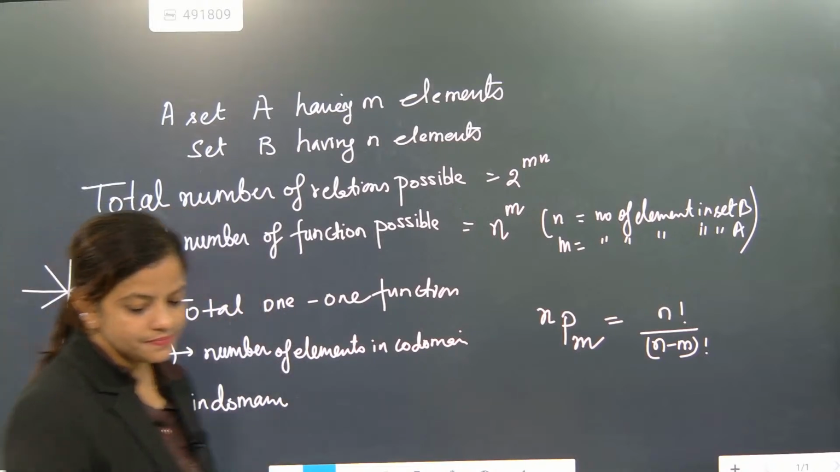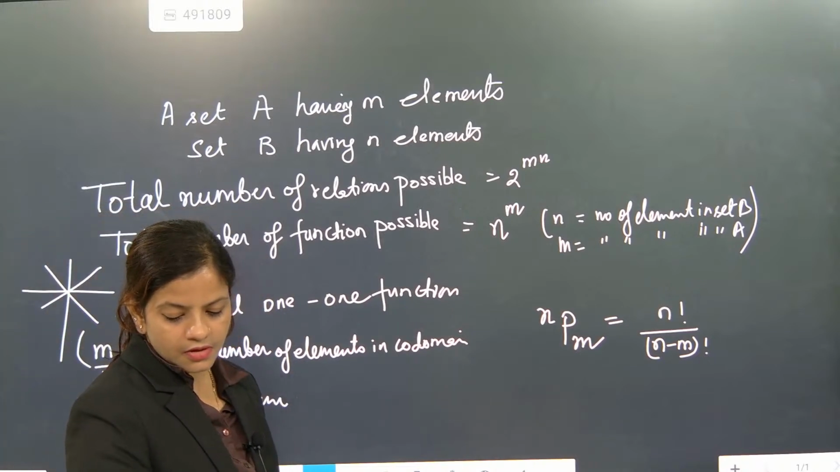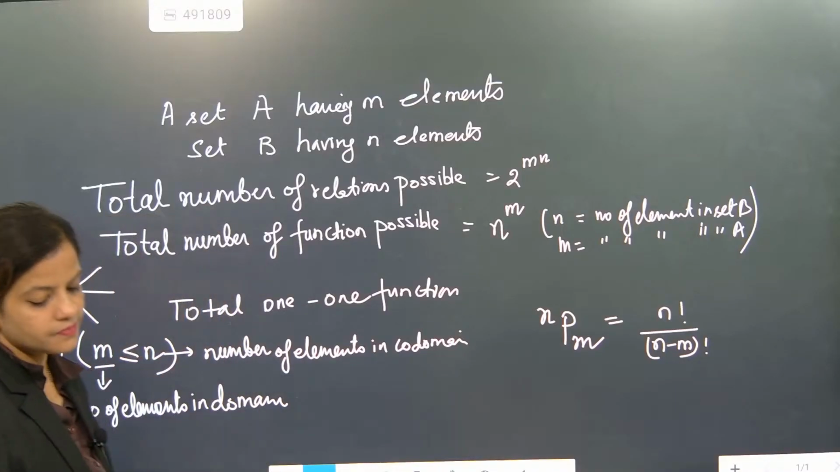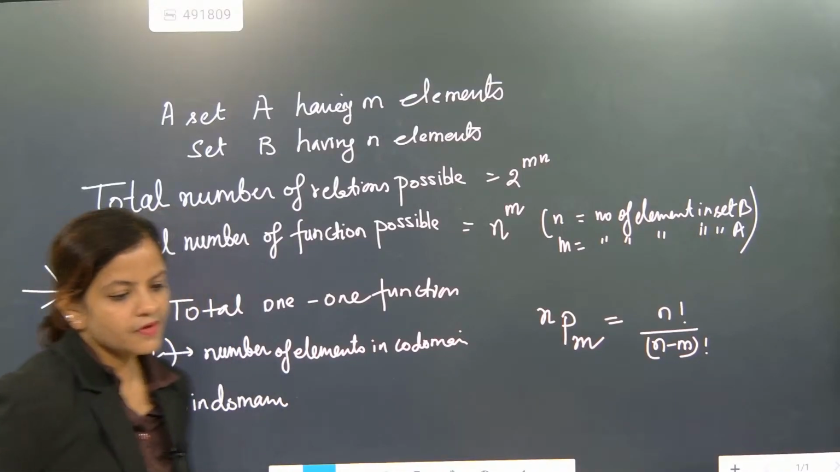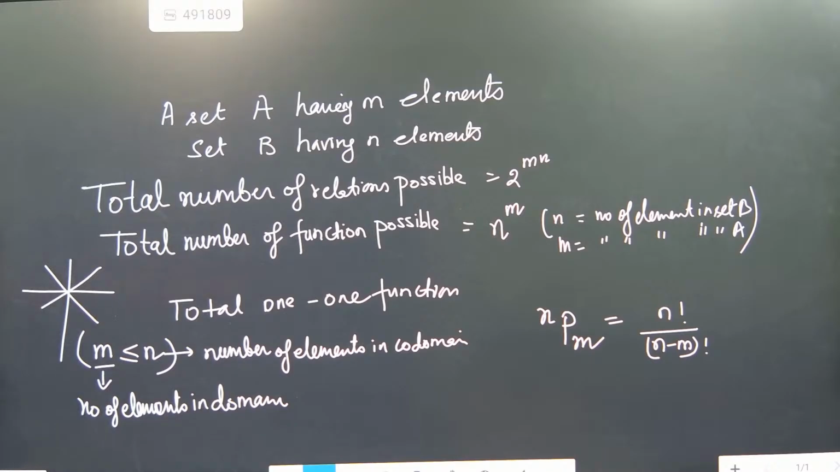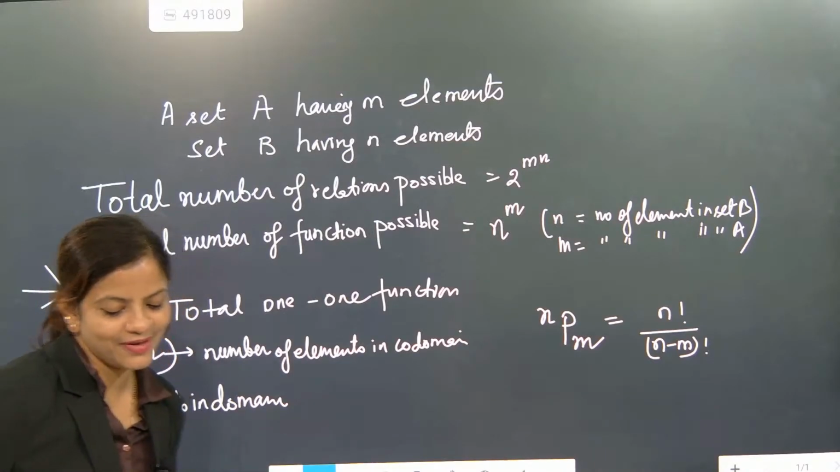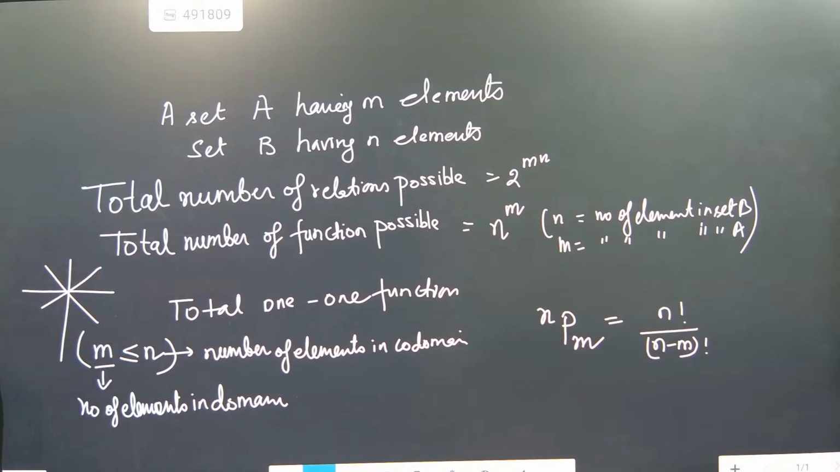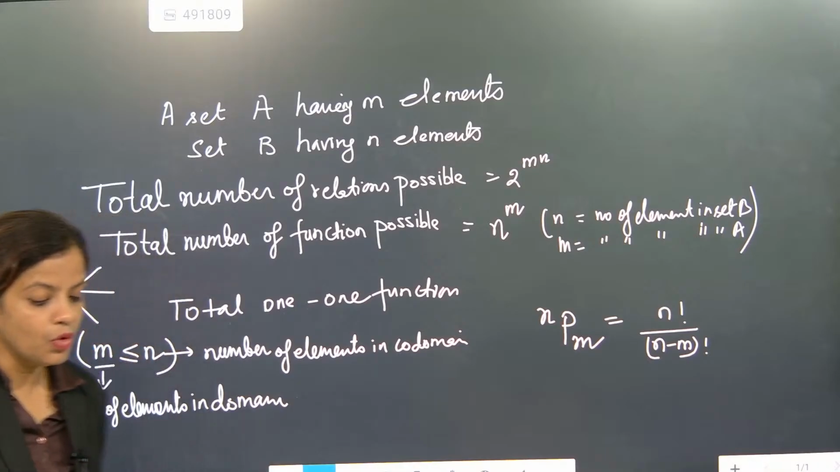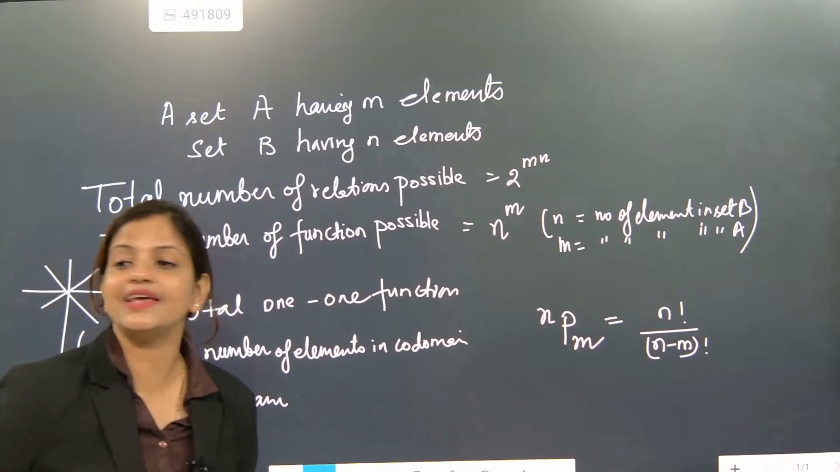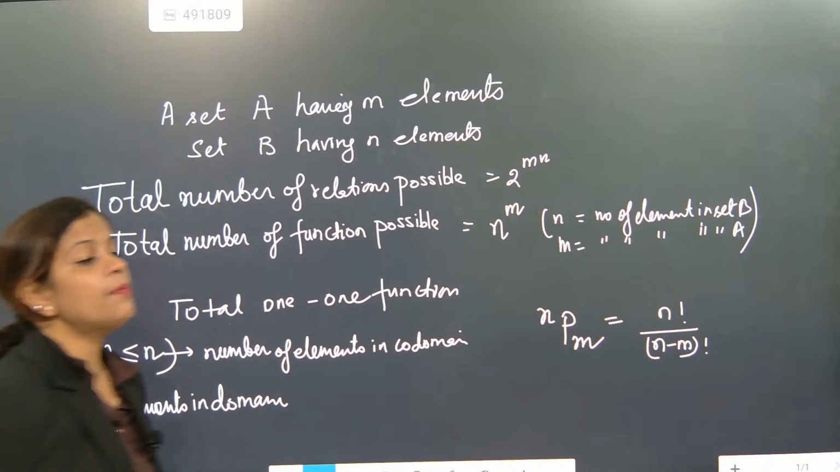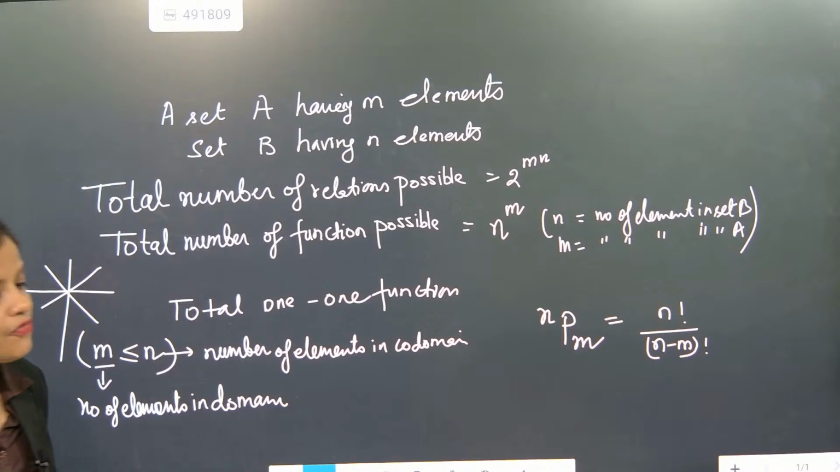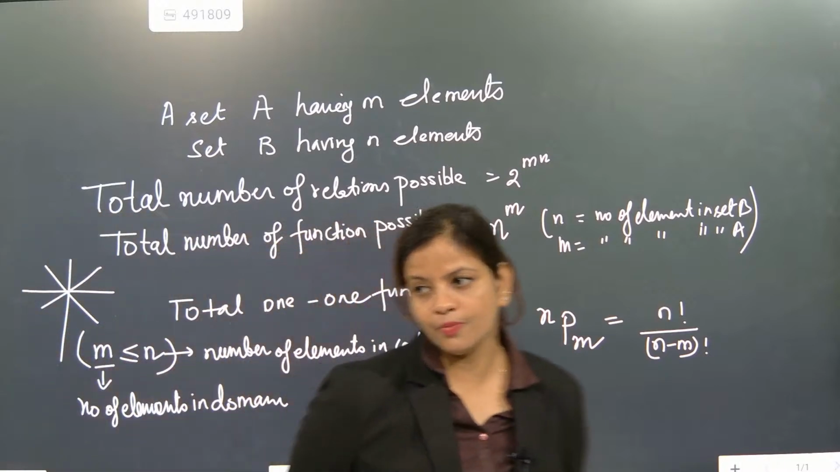Understood? That means the most basic condition is that the number of elements in the domain should be less than or equal to the codomain.